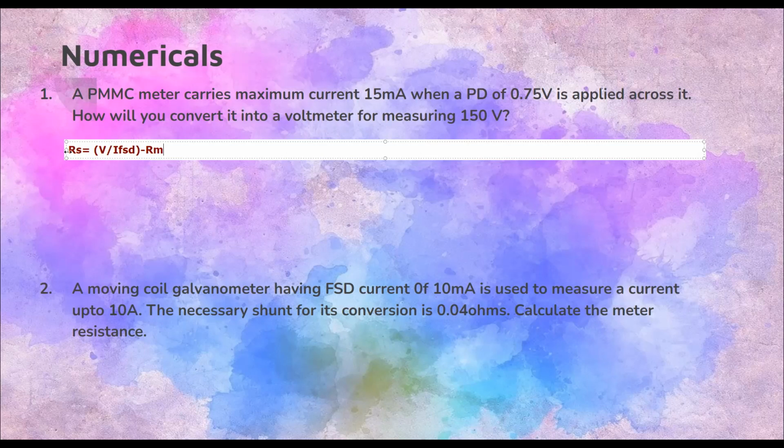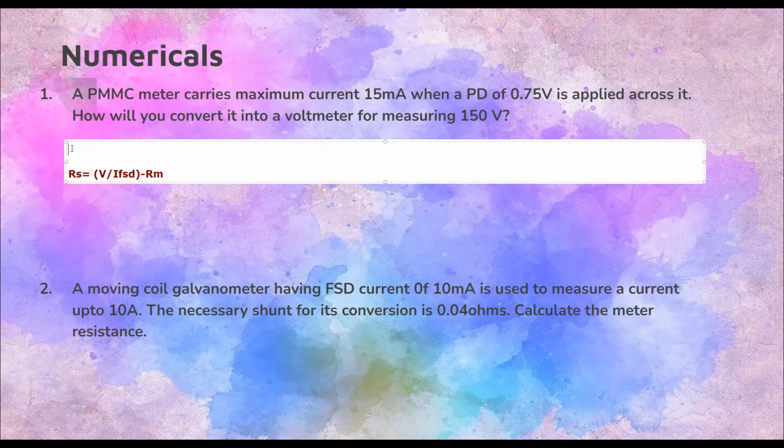Now in the class also I have already told you that you have to write in terms of whatever is given, right? So first point, I wrote the formula first so that I don't forget it. Given, what all is given? PMMC meter carries maximum current. Maximum current, I put I max. I max is 15 milliampere. 15 milliampere means 15 into 10 raised to minus 3.